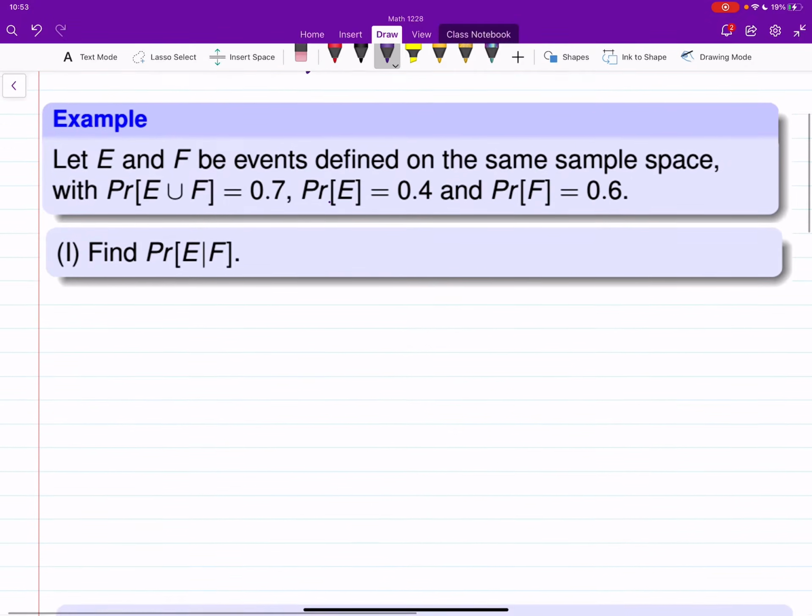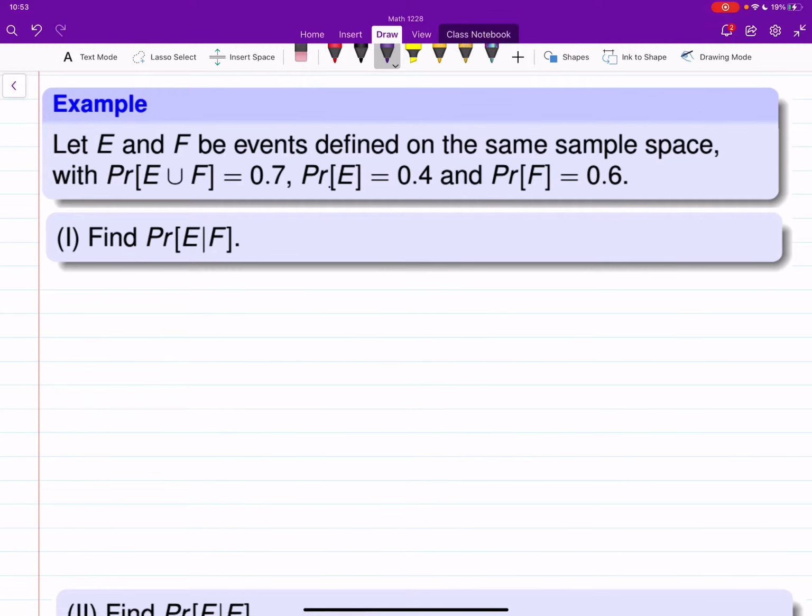Well, let's see the example. Let E and F be two events defined on the same sample space, and we have the probability of the union, the probability of E, and the probability of F. We are trying to find the conditional probability of E knowing F, which we know is the probability of the intersection divided by the probability of the given part. But how are we going to find the probability of the intersection here?